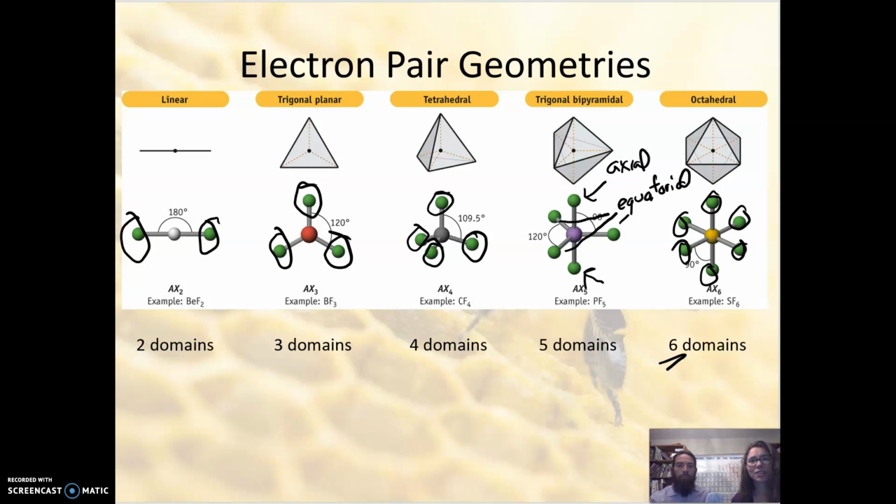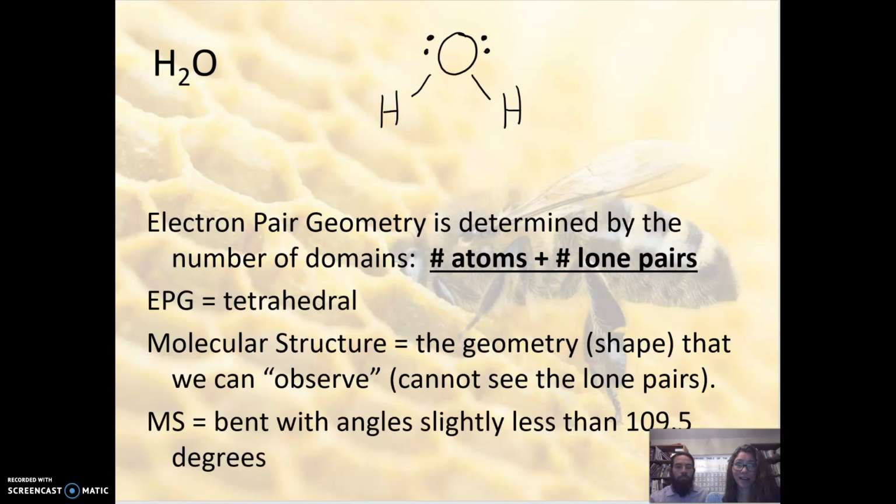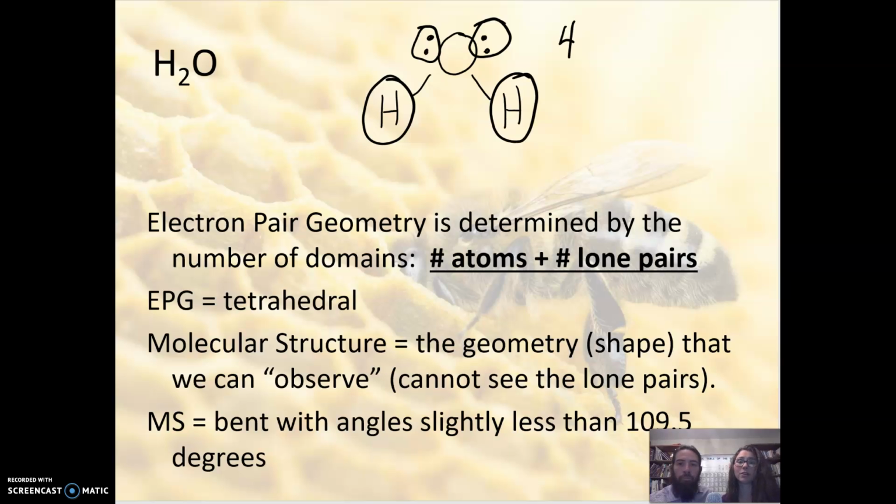We introduced this term domain, and that's an electron pair. It can be 2 electrons in a bond, or it can be 2 electrons in a lone pair. So what we do to figure out the shape is count the domains. In this case, we have 4 domains for H2O, and they are as far apart as possible. If you look at that list, you can see that it's a tetrahedral electron pair geometry. But the electron pair geometry does not exactly tell us what the molecule looks like.